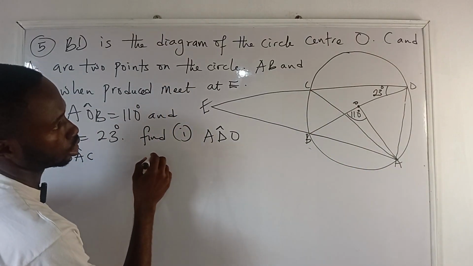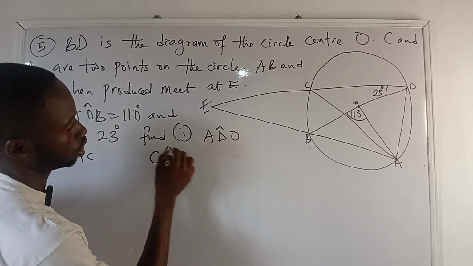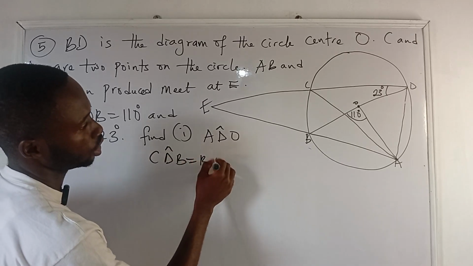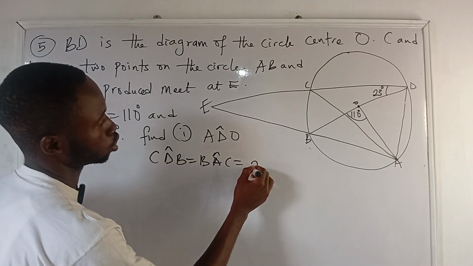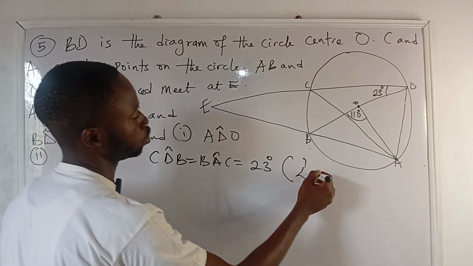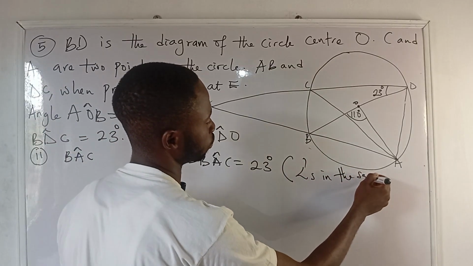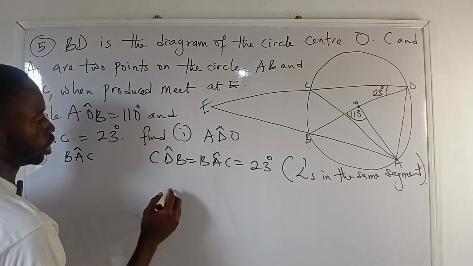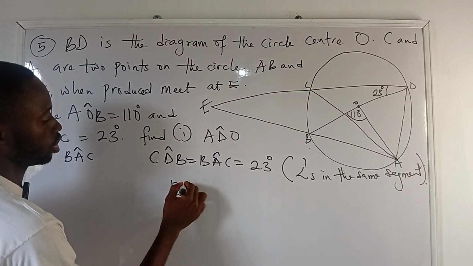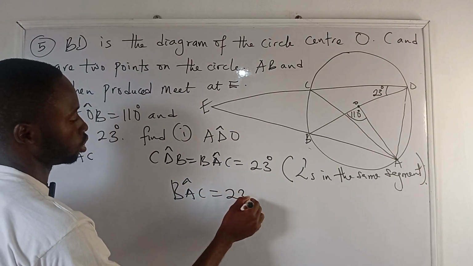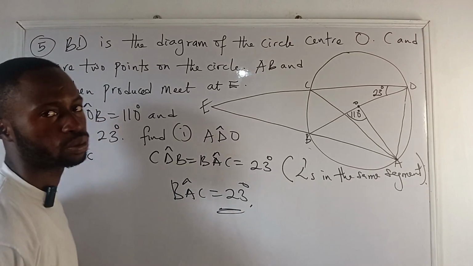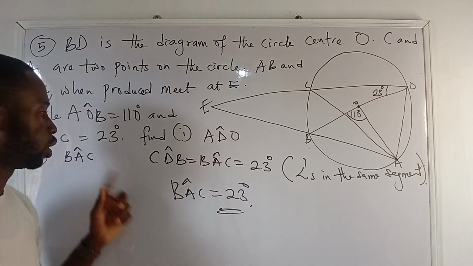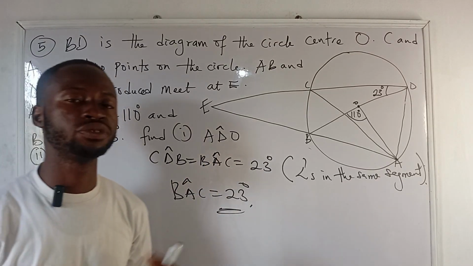So we can say that CDB equals BAC, which equals 23 degrees, angles in the same segment. That's the theorem. Therefore, BAC equals 23 degrees. We've just found ADO and BAC using the theorems that we have treated so far.